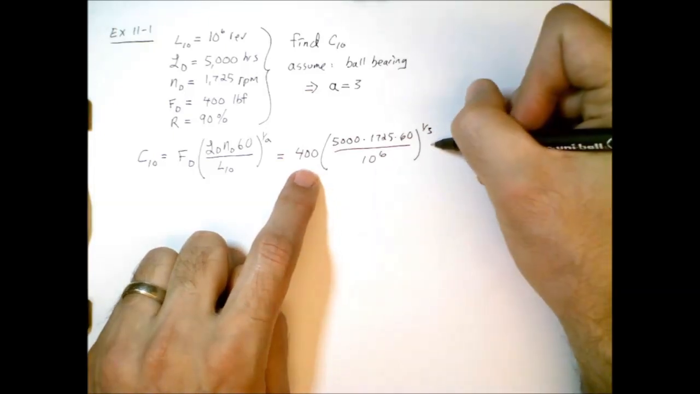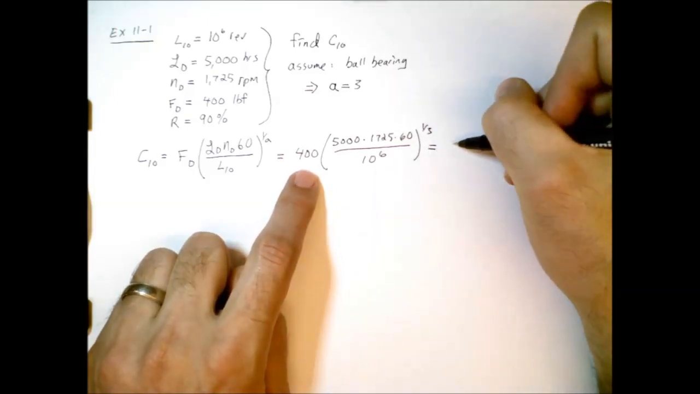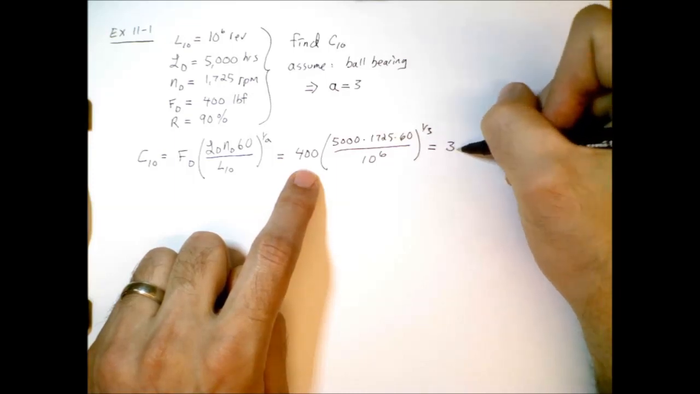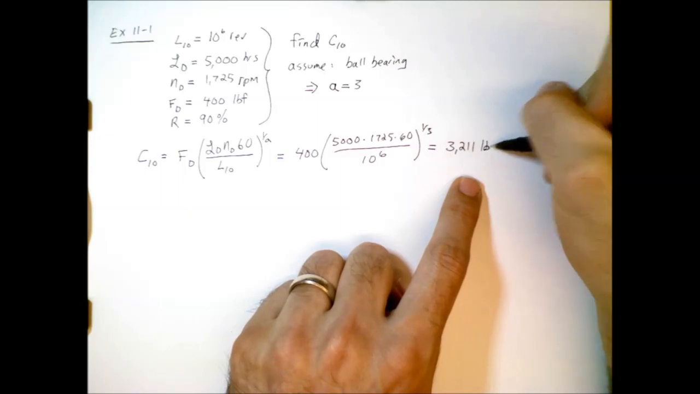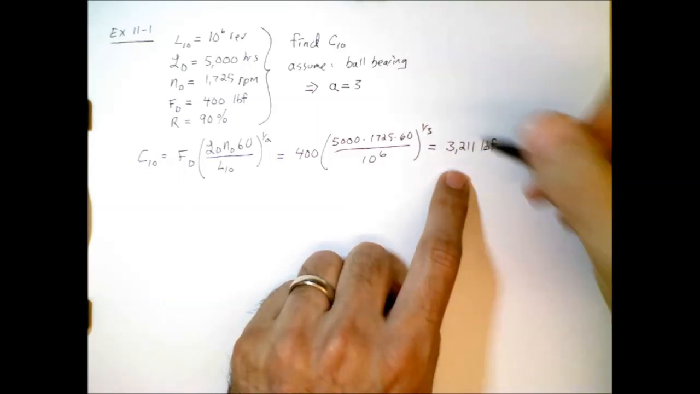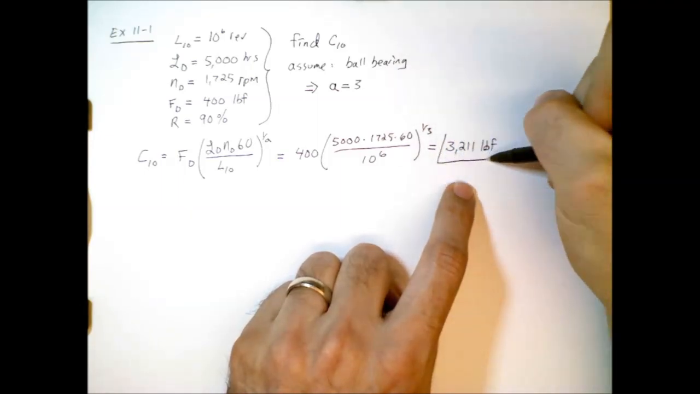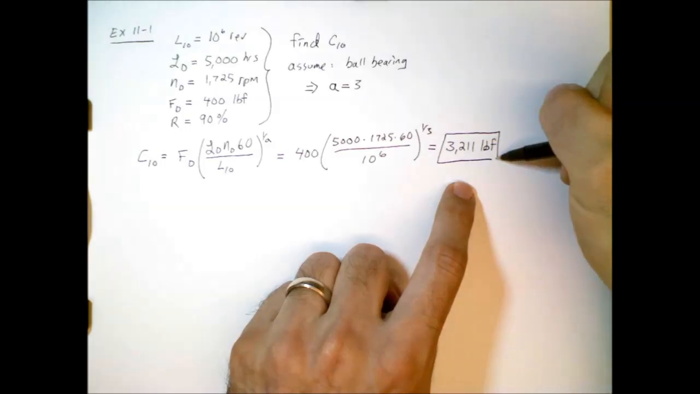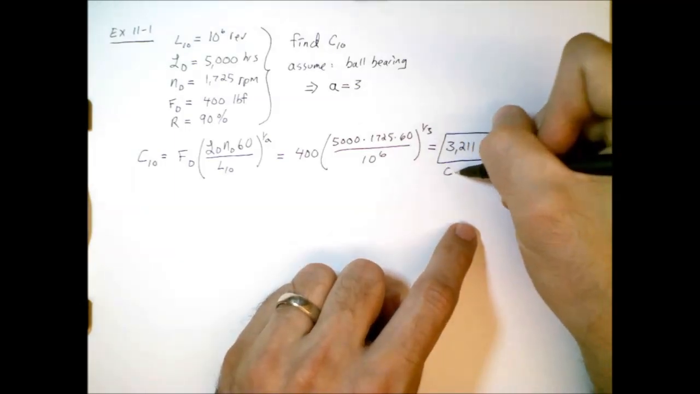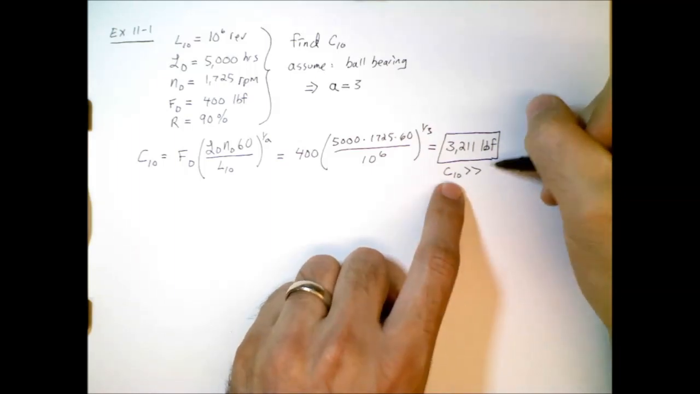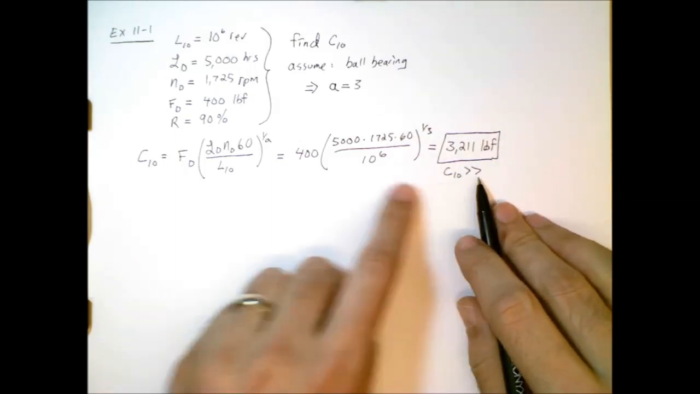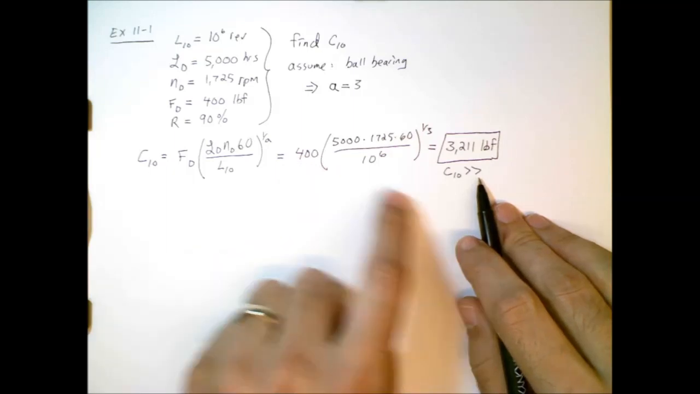If we multiply all of this out and solve for the C10 value, it turns out that it's 3,211 pounds force. So that's much larger than the force. Write that out: the catalog load rating is much larger than the force that will actually be applied.